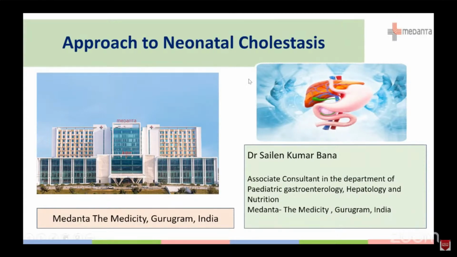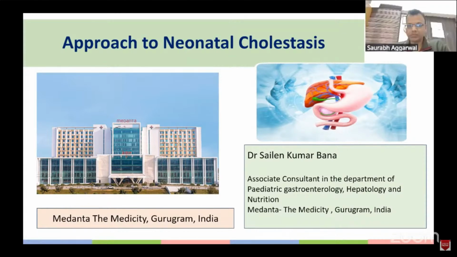To introduce myself, I'm Dr. Sailen Kumar Bana. I'm associate consultant in the Department of Pediatric Gastroenterology in Medanta, the Medicity, Gurugram, India. It's a 1,300 bedded JCI accredited hospital. Basically, we are dealing with the pediatric gastros, hepatos, and liver transplantations, and we also deal with food allergies and other motility disorders in children.